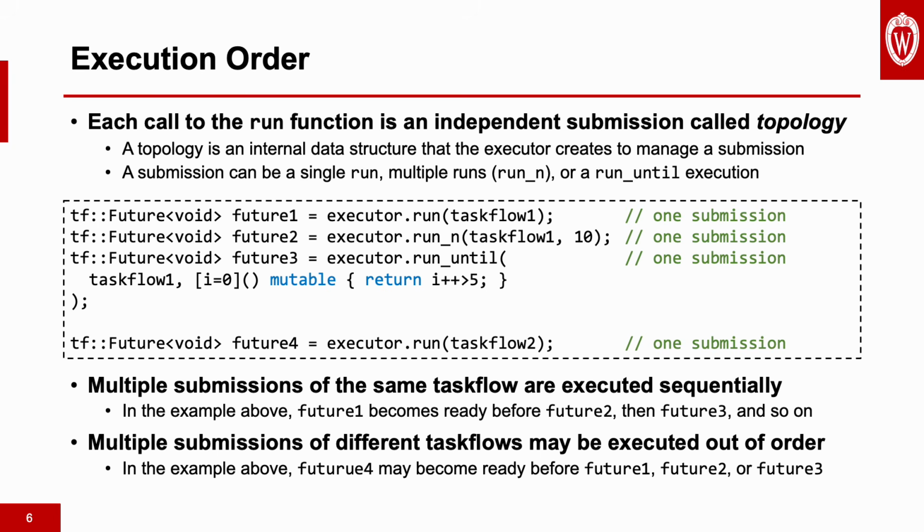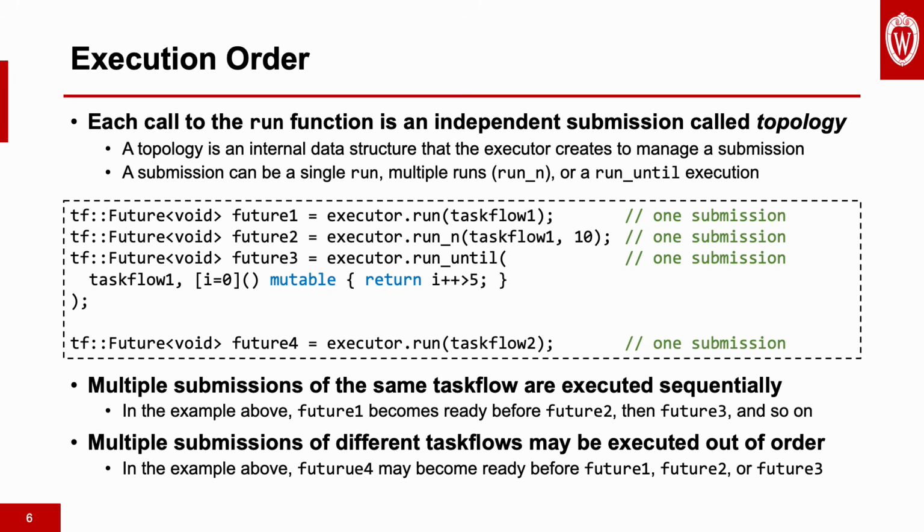Each call to the run function is an independent submission called a topology. A topology is an internal data structure that the executor creates to handle a submission. A submission can be a single run, multiple runs, or a run-until execution. For example, the code below submits taskflow 1 three times, with the first time running it once, the second time running it 10 times, and the third time running it until i is bigger than 5. Then it submits taskflow 2 one time.